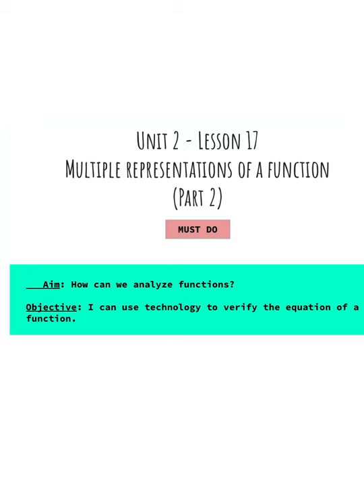And this is a must-do lesson. The aim is how can we analyze functions. The objective is I can use technology to verify the equation of a function.